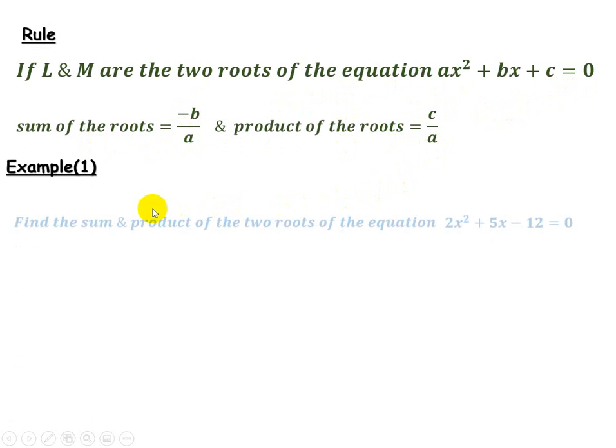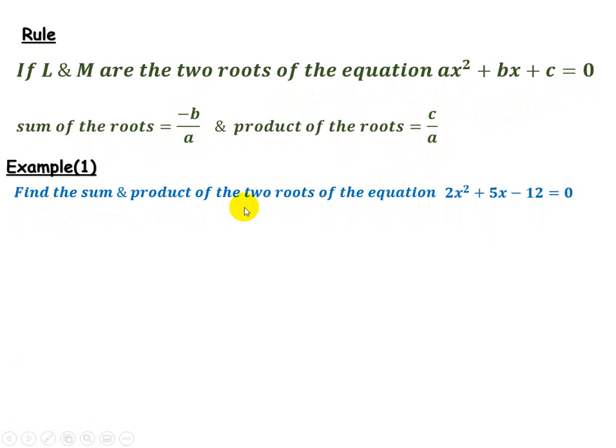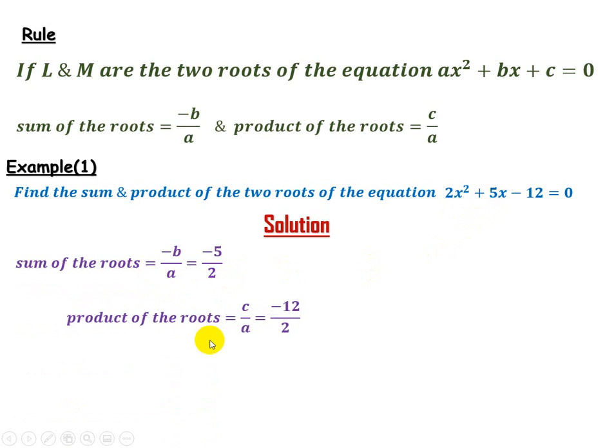Direct example number 1: find the sum and product of the two roots of the equation 2x squared plus 5x minus 12 equals 0. So here, the sum of the roots is negative b over a, which means negative 5 over 2. The product of the roots equals c over a, which means negative 12 over 2, which is negative 6.